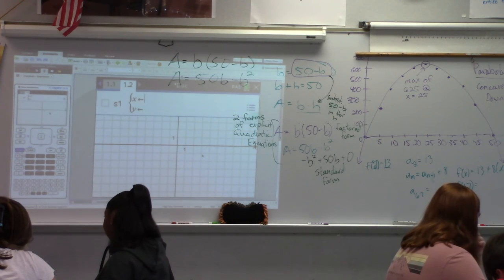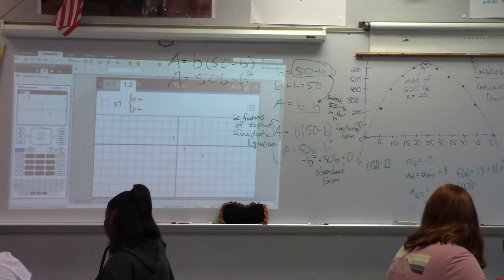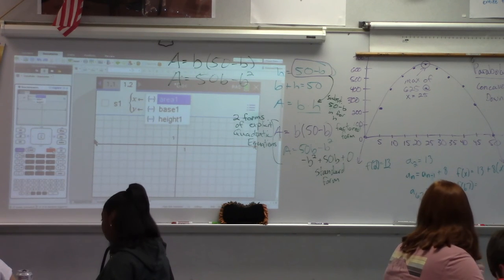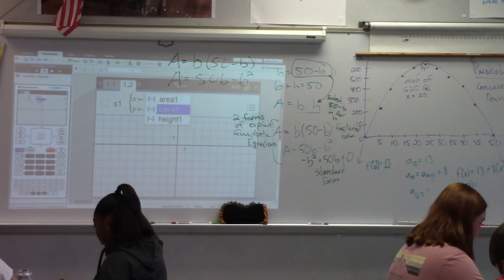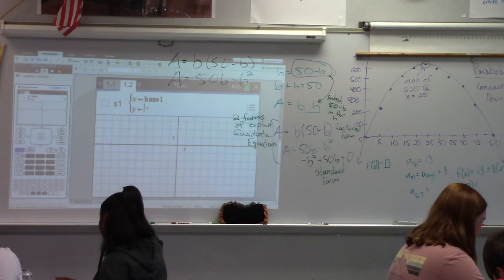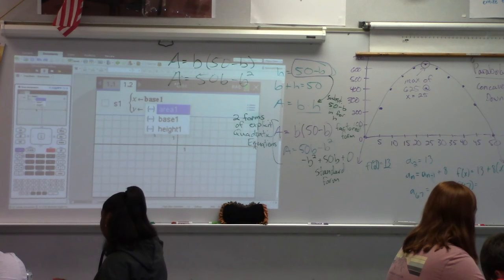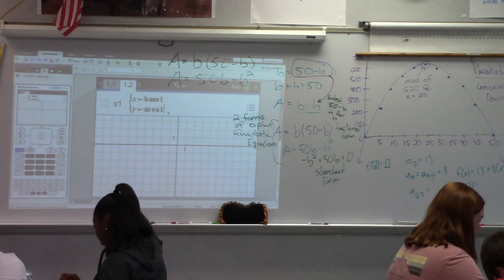Notice how it gives you a place to put your variables. X is your inputs, your independent variable. Which variable do I want to place there? Base. So my inputs are the bases, and what's the output, the Y that I want? Area. So height could work, but right now we're trying to look at area. So go to area. Once you have both those in, hit enter.